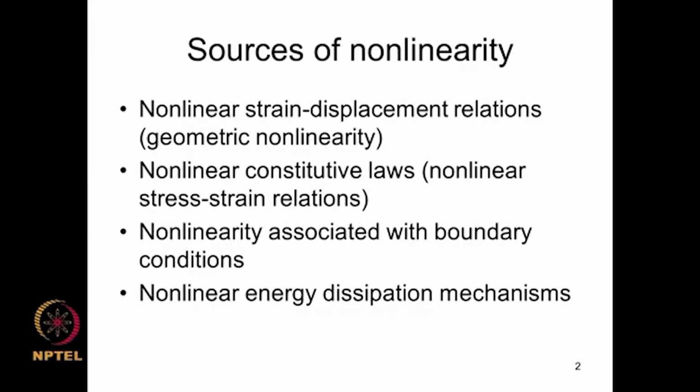In the previous lecture we started talking about nonlinear finite element model development. We started by discussing sources of nonlinearity, and we saw that the main source of nonlinearity could be due to strain displacement relations being nonlinear, that is called geometric nonlinearity, and the stress strain relations could be nonlinear, that is material nonlinearity. There could be nonlinearity associated with boundary conditions or energy dissipation mechanisms.